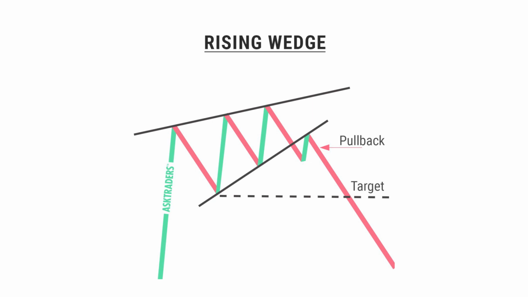Rising wedge is a bullish reversal pattern that indicates trend reversal. Rising wedge is opposite to the falling wedge. Both indicate trend reversal signs.